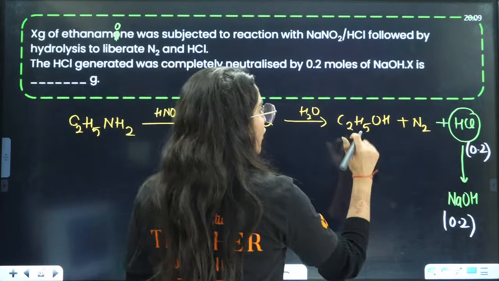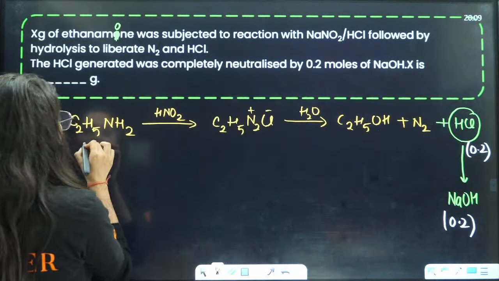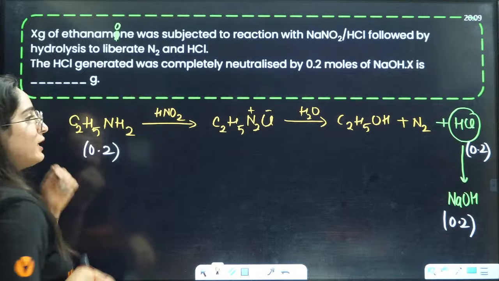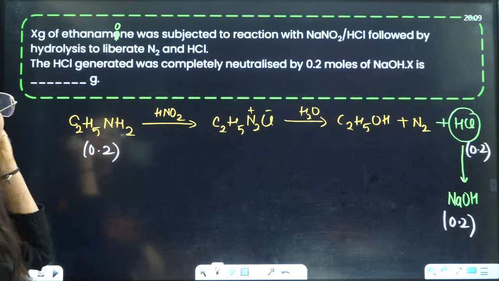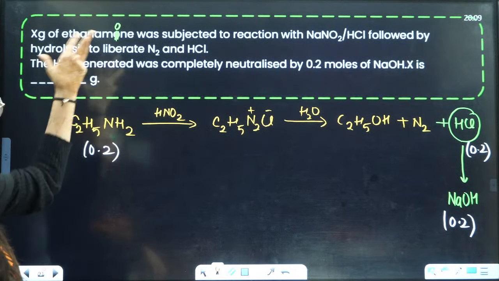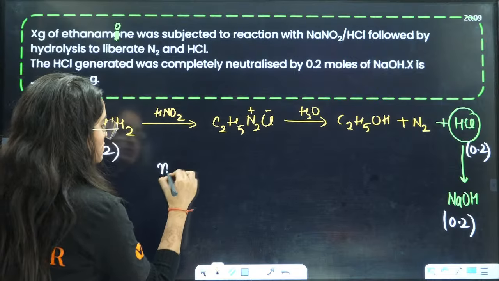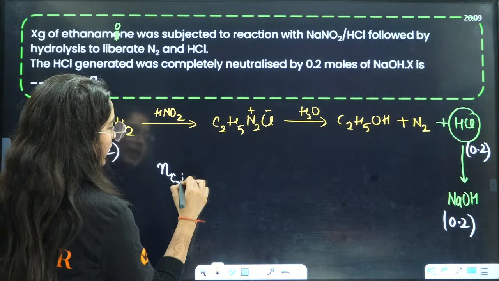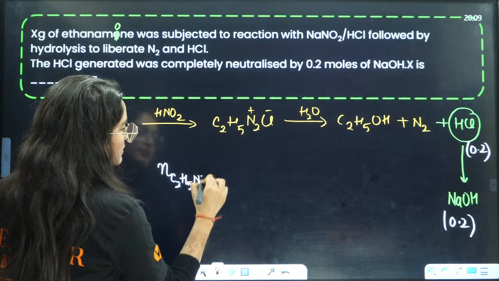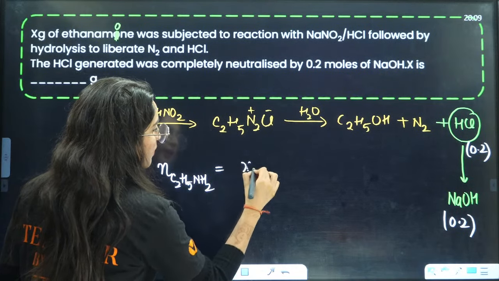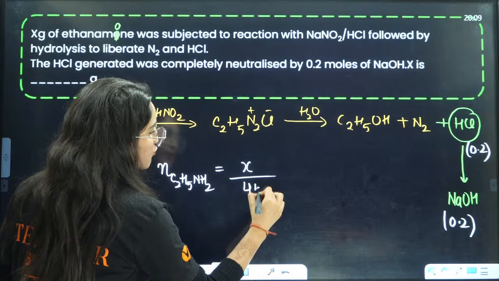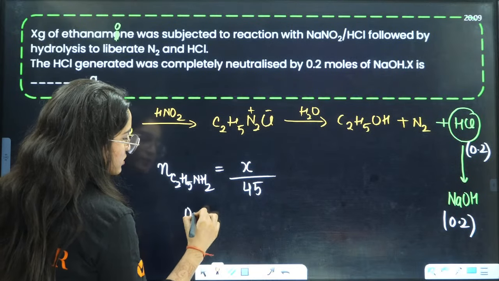If this is 0.2, that means this also should be 0.2 only, right? This also should be 0.2 only. So now they are asking you the grams of ethanamine. This is the number of moles of ethanamine, right, which equals given mass by molar mass. Molar mass is 45. Now number of moles is 0.2.